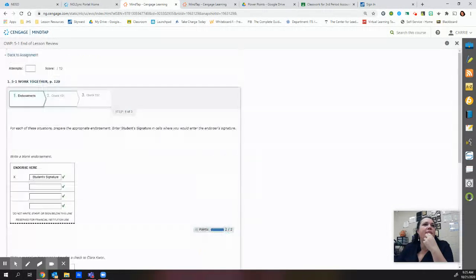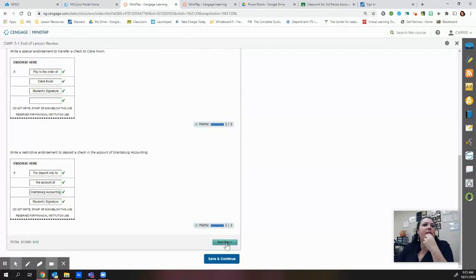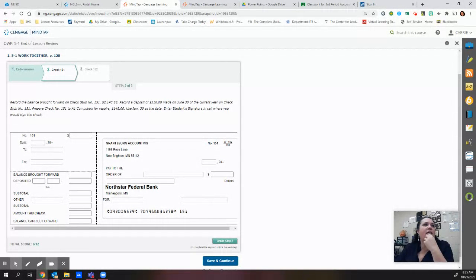So let's grade step 1. And yes, it's giving me check marks on everything. Okay, so on this one, we're going to record the balance brought forward on check number 151 as $2,145.88, and then record a deposit of $316. And then we're going to prepare the check for 151.